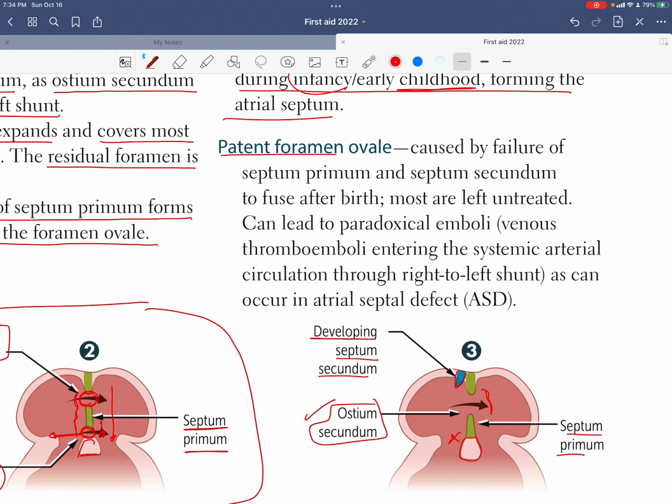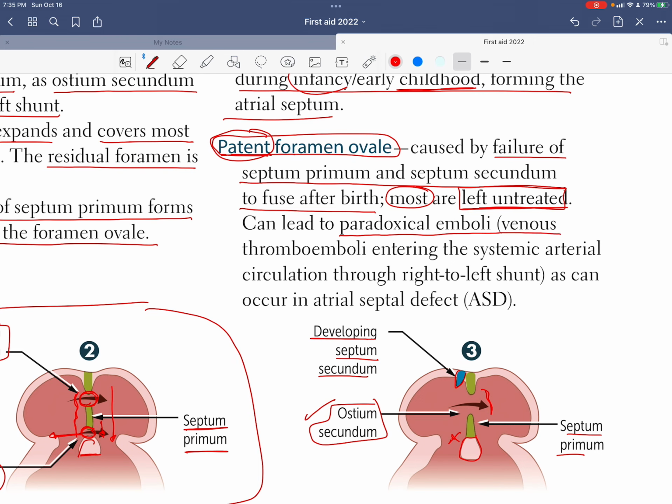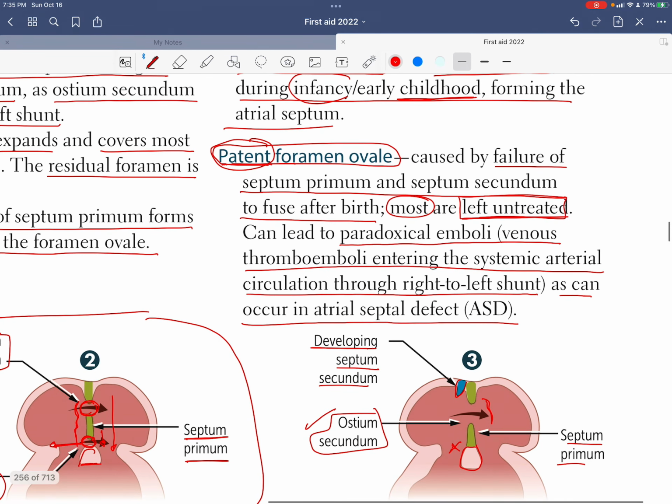So what we have now is a disease that is called patent foramen ovale. The foramen ovale that we talked about stays patent, stays open, and it's of course due to failure of the septum primum and septum secundum to fuse after birth. Most are left untreated. We don't always treat those, because most of them are just left there. It can lead to paradoxical emboli, that is venous thromboemboli entering the systemic arterial circulation through a right to left shunt, as can occur in atrial septal defect.